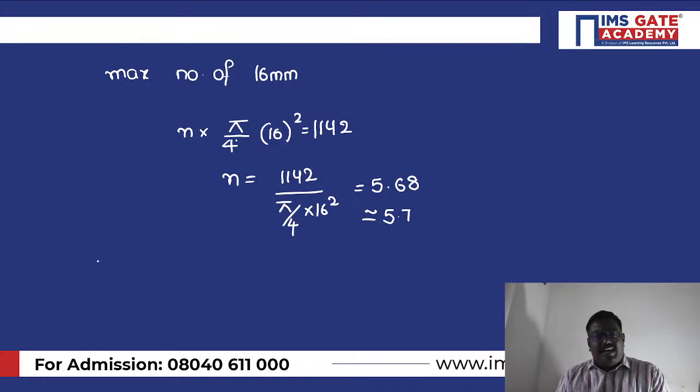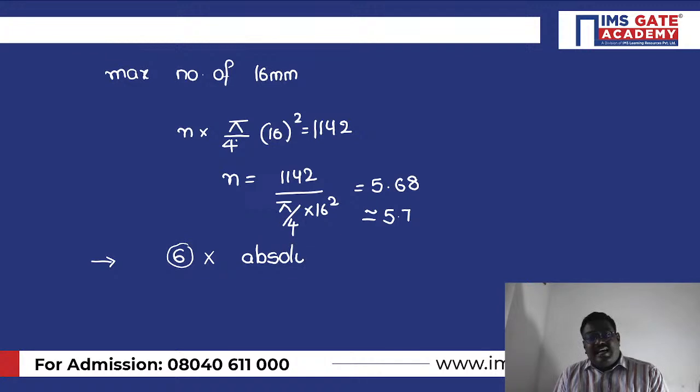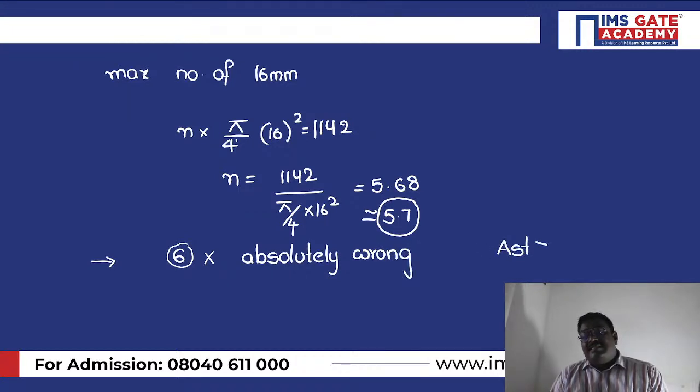Now, my dear students, this is the important thing. Most of the people in GATE 2018 have written the answer as 6, which is absolutely wrong. Whenever you provide a larger area of steel than the limiting area, the section will become over reinforced. So that is a false answer. But for a beam to be under reinforced, any value less than 5.7 is correct.